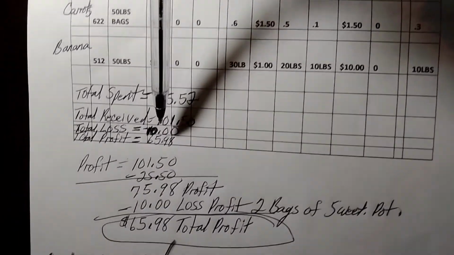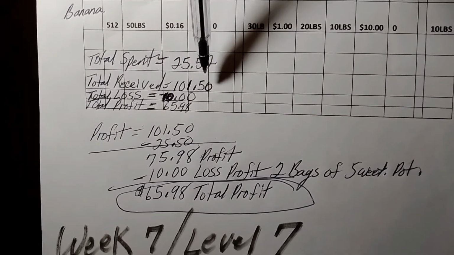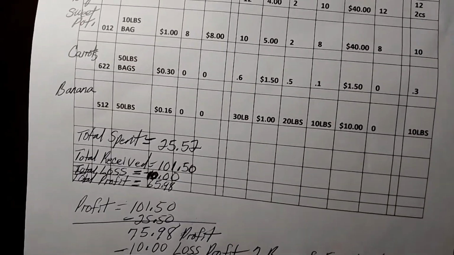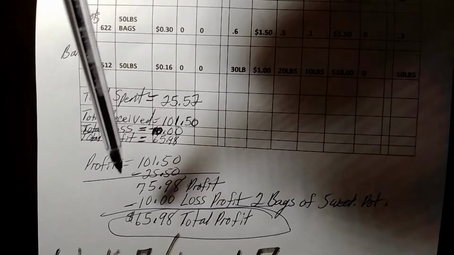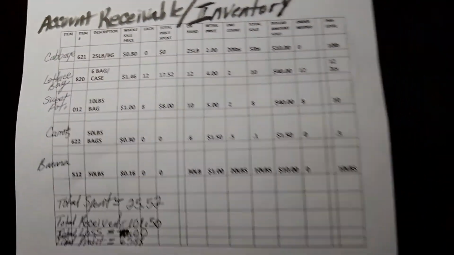Okay? You'll see down here where it says total spent. We always do that. Total spent, $25.52. Total received, $101.50. Then you would have to deduct that $10 from your original total. You're going to have to deduct that $10 from your produce. Because after you put in your inventory and everything like that, let me show you.